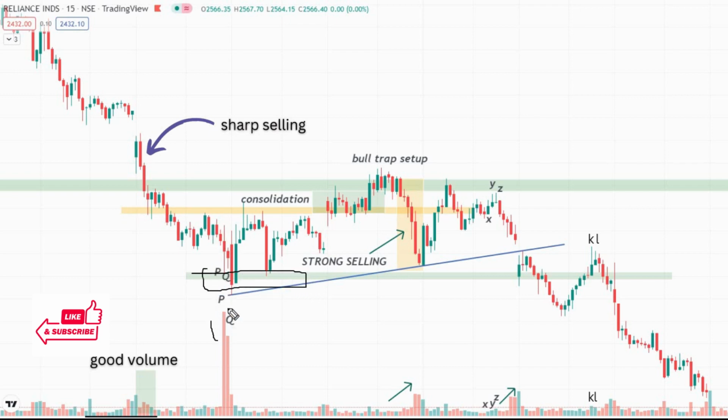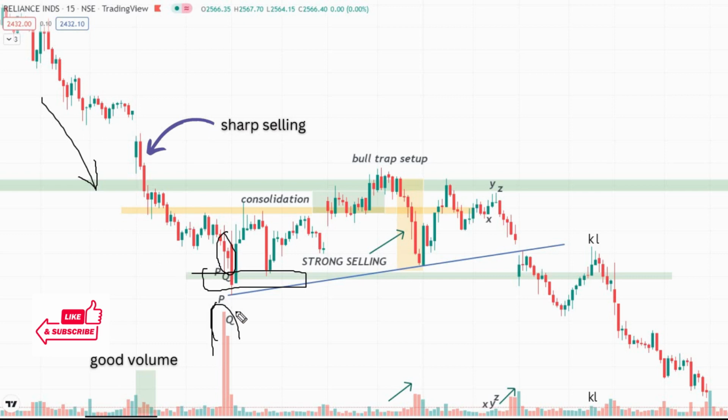Why? Because of the huge volume and prices getting rejected from these levels after a very strong and established downtrend. Okay, so this is the most important point.